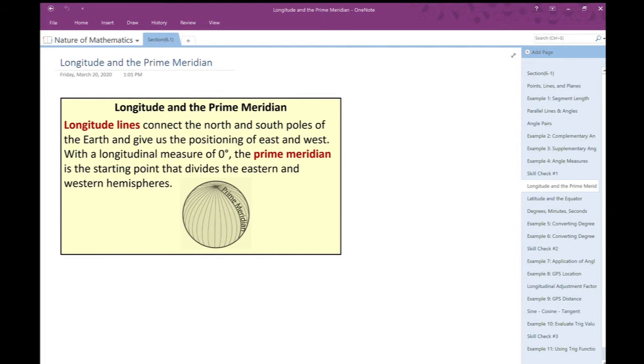Next in this section, the book talks about longitude and latitudes. The longitude lines connect the North and the South poles together. So these are your longitude lines connecting North and South poles. And we have a longitude line of 0 degrees called the prime meridian. And anything that is positive goes to the east. Positive is east. Anything that is negative goes to the west.